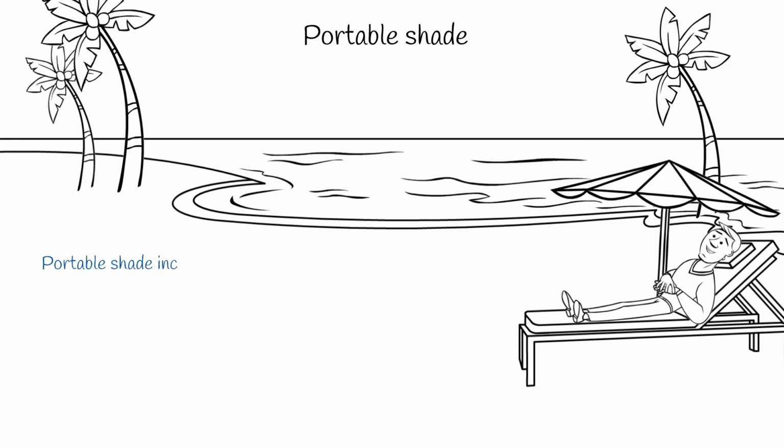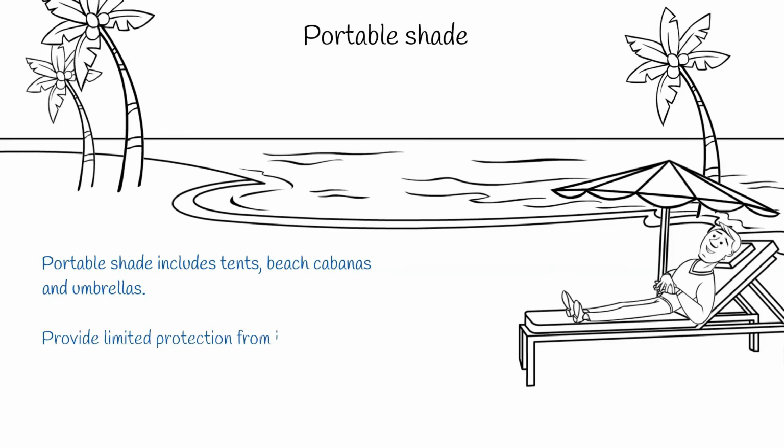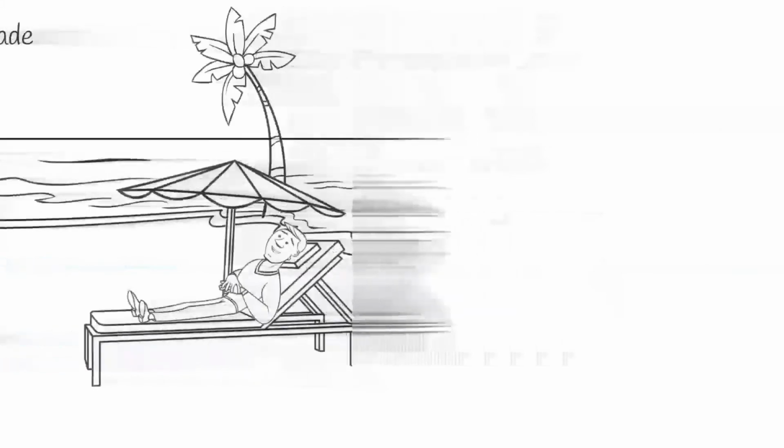Portable shade. Portable shade includes tents, beach cabanas, and umbrellas. It is important to note portable shade provides limited protection from indirect UV radiation, but it can be an easy, fast, and economical solution. Let's take a look at this picture. In this situation, the umbrella, which acts as a portable shade to the man, will not be able to provide any protection against UV rays reflected from the beach sand.